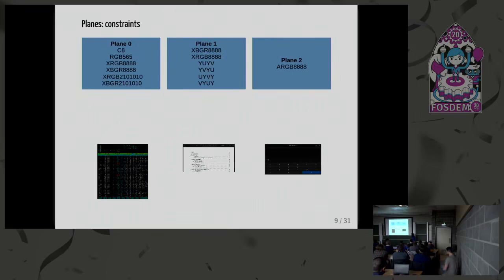Let's take an example with these 3 windows and the 3 planes I have. If this window is using ARGB, this window XRGB, this window XRGB, then I can put everything into planes and everything's fine. But if the first window is using XRGB, then I can't do that, and I can't use planes.